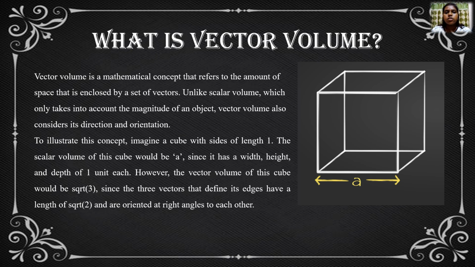To illustrate this concept, imagine a cube with sides of length a. The scalar volume of this cube would be a cubed, since it has a width, height and depth of 1 unit each. However, the vector volume of this cube would be square root of 3, since the three vectors that define its edges have the length of square root of 2 and are oriented at right angles to each other.